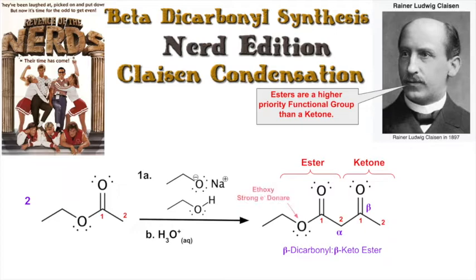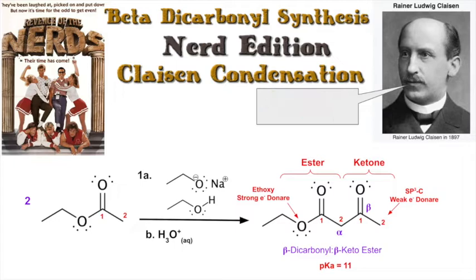And this ethoxy is a strong electron donor because of its resonance, and the sp3 carbon is just a weak electron donor. So they both influence the pKa of that alpha carbon, and its pKa is about 11 because when it's deprotonated, it has three resonance structures.